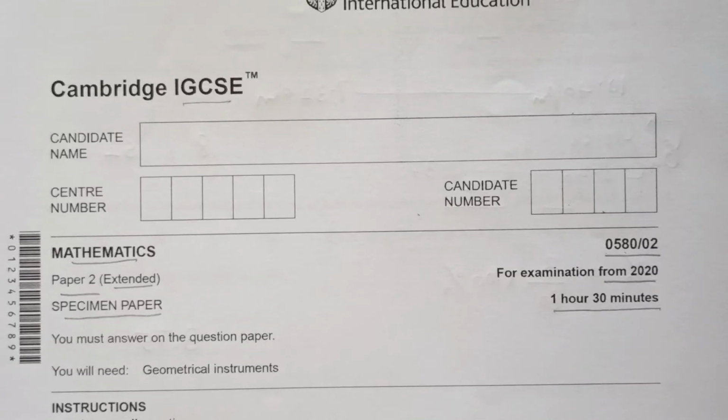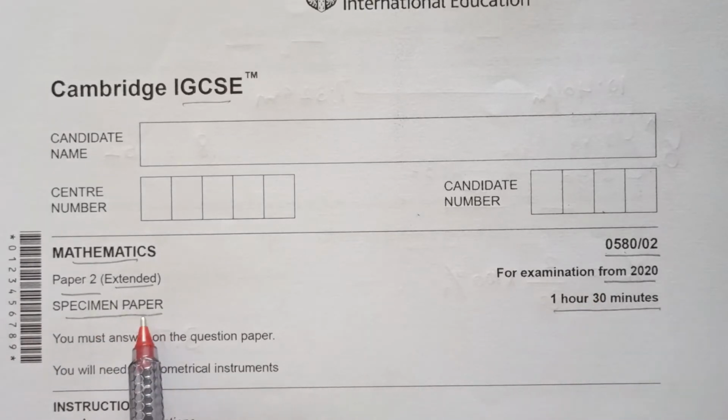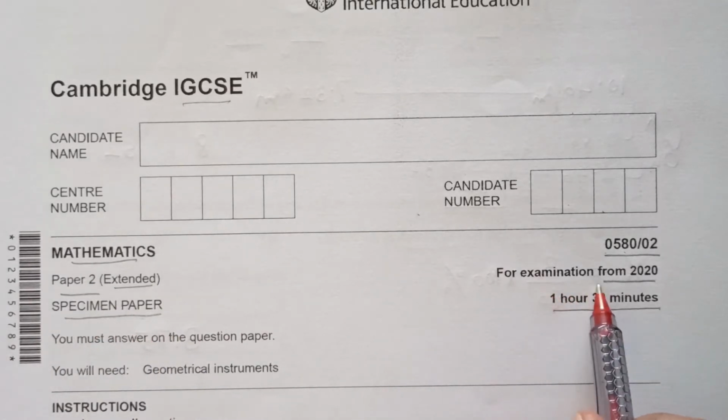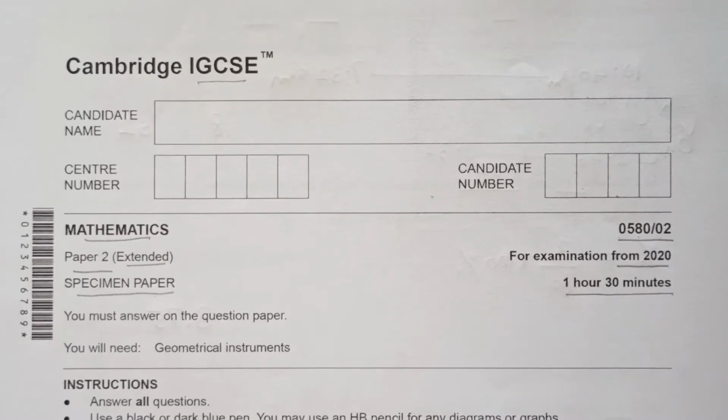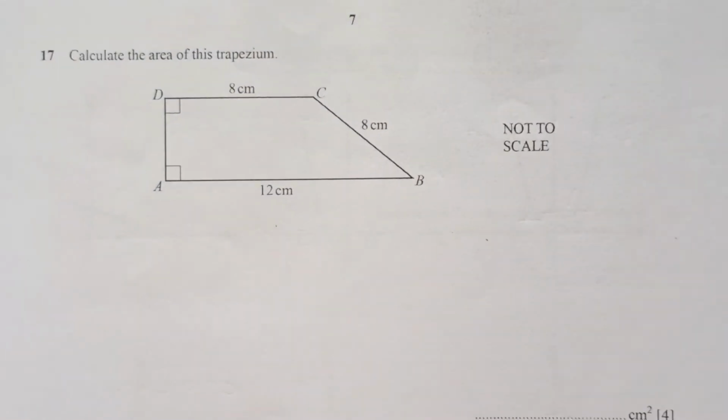Hello guys, so this is part 2 of specimen paper for examination from 2020, paper 2. So in the first part I have covered question 1 to 16. In this we'll start from question number 17. See question number 17, it's here.